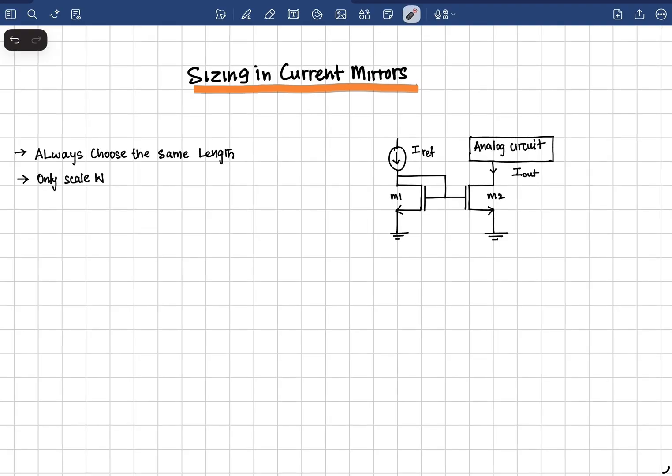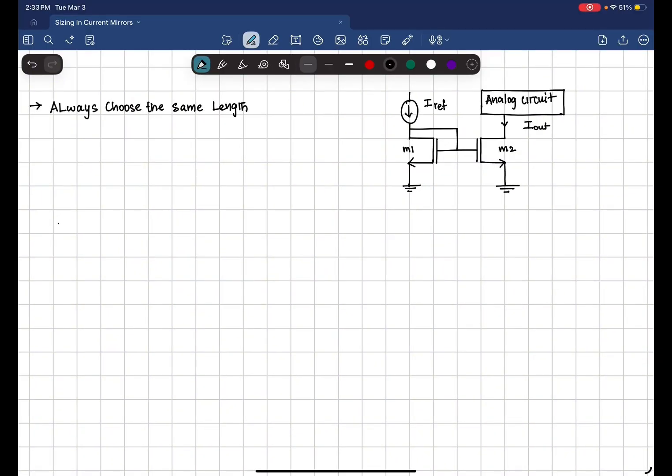Usually in current mirrors, the same length is used across the transistors and the current is controlled by manipulating the width. This is done to minimize errors due to the side diffusion of source and drain areas. What is side diffusion? To understand side diffusion, we need to look at the physical manufacturing process of a MOSFET.